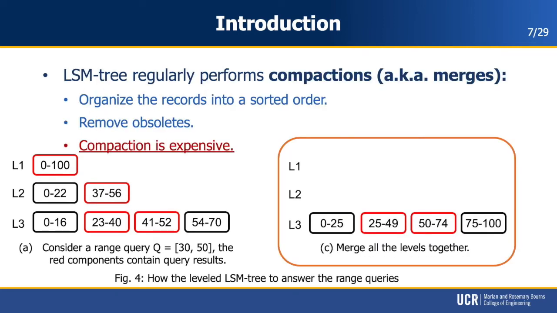A direct solution is to do compaction. People also call this process merging. It organizes the records into sorted order and removes obsolete ones. If we merge all the disk components together and generate a set of disjoint components, then the previous problems are solved. However, merging all the components is expensive. It needs to read everything, sort them, and rewrite everything. Recall the applications that use LSM tree. They are write-intensive, big data applications. Rewriting everything is not affordable.